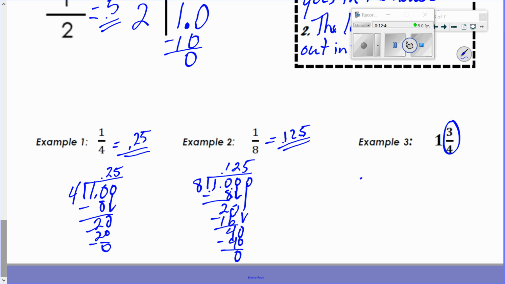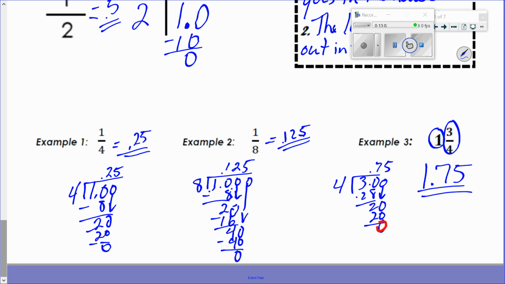So the same thing we've been doing, 3 and 4. That's going to go 7 times. Still not at 0. Bring down another 0. It's going to go 5 times. So I'm at 0 now, so it's 0.75. Now I take the whole number, put it back in front of it. 1.75. Easy enough? Yes, sir.